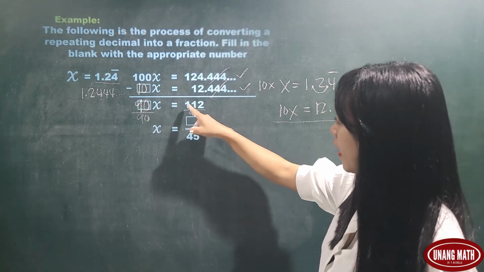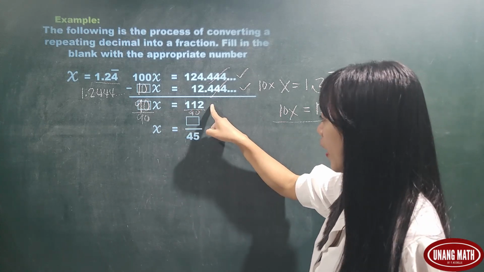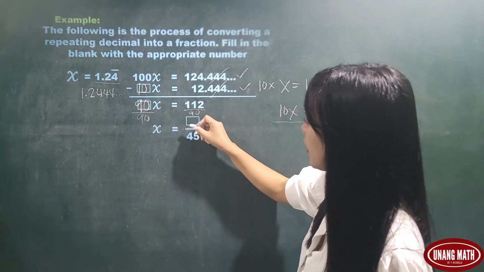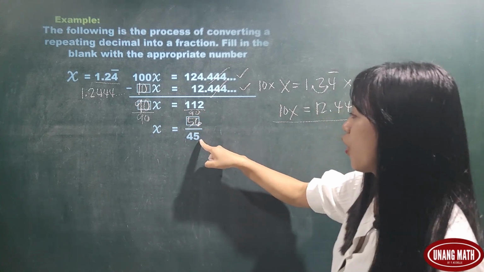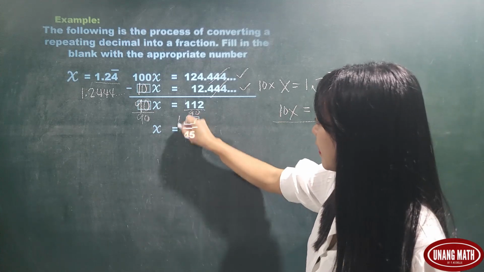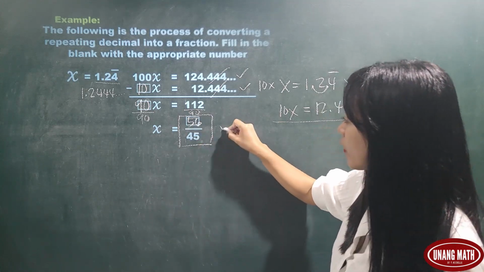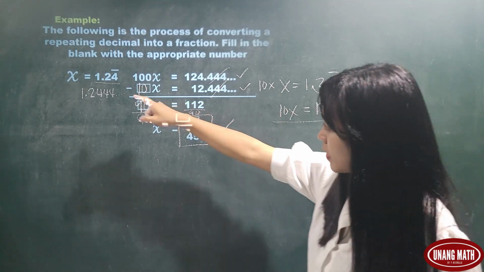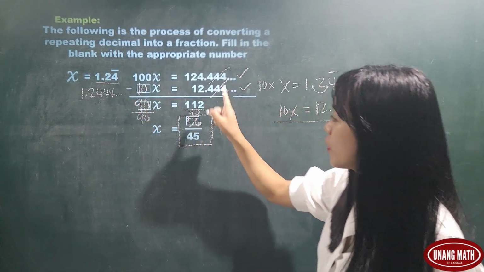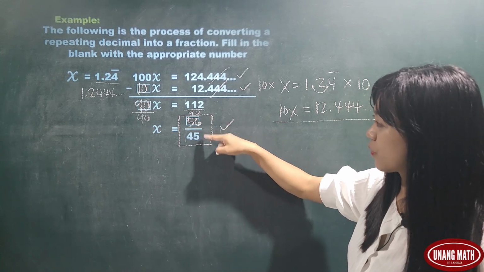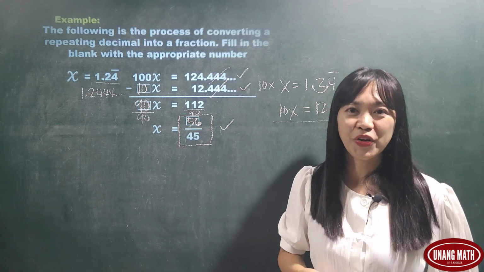So x is equal to 112 over 90. If we simplify, 112 divided by 2 is equal to 56, and 90 divided by 2 is 45. So x is equal to 56 over 45. So this repeating decimal number 1.24 repeating, if we convert to a fraction, is equal to 56 over 45.